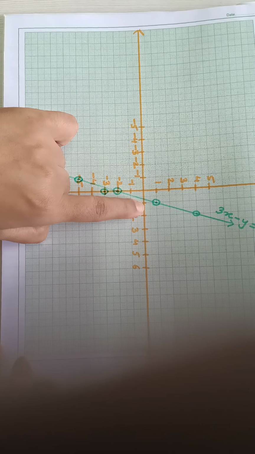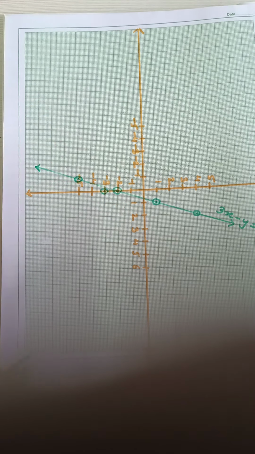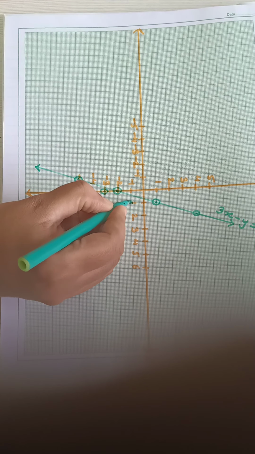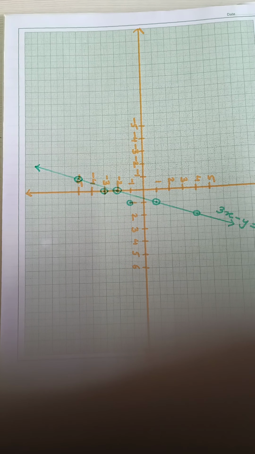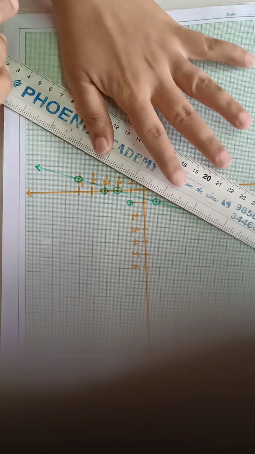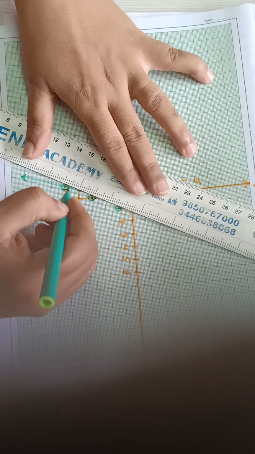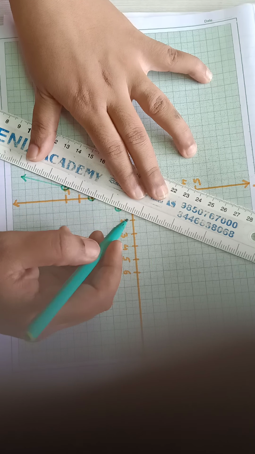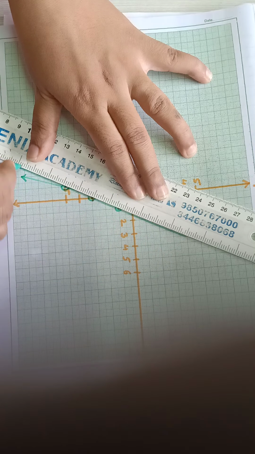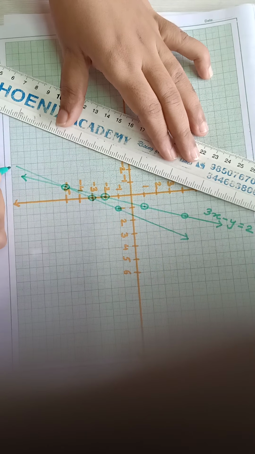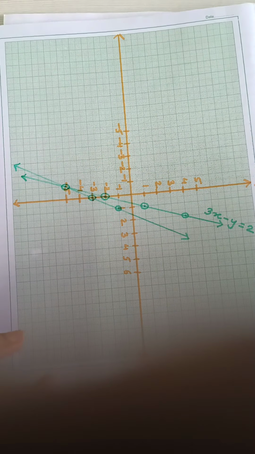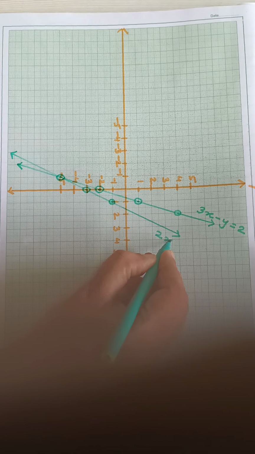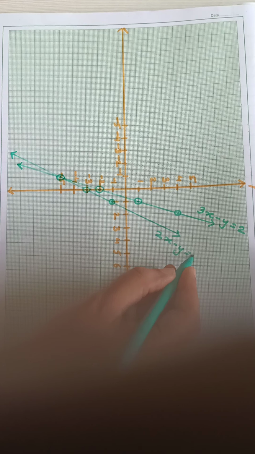Then the next point is 1, minus 1. X-axis 1, y-axis minus 1. This is 1, this is minus 1. Where they meet here. Okay, so these are the 3 points. Now let's join these 3 points. So this is the second line whose equation is 2x minus y equal to 3.